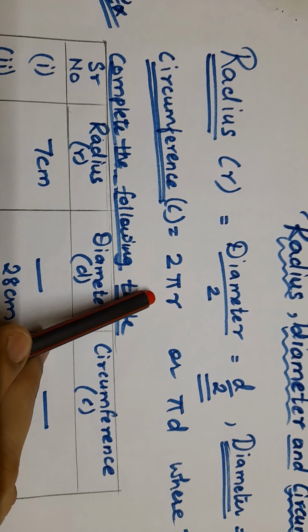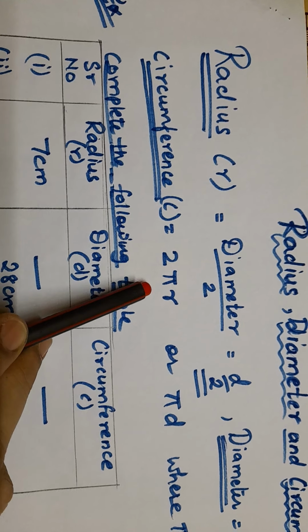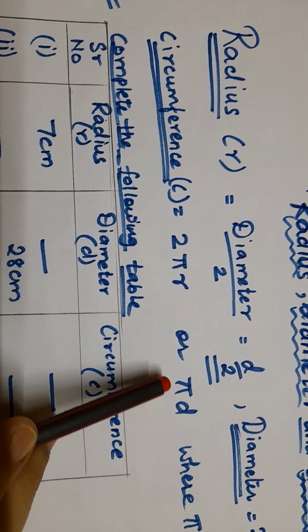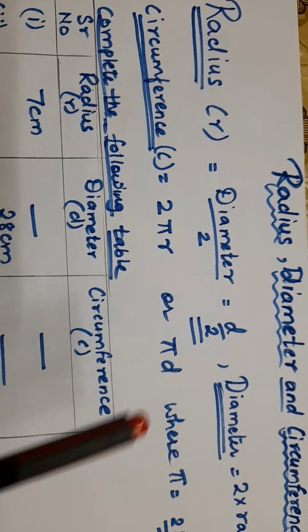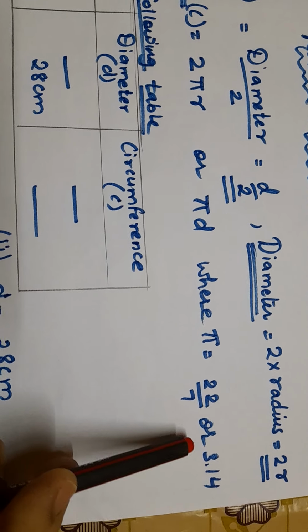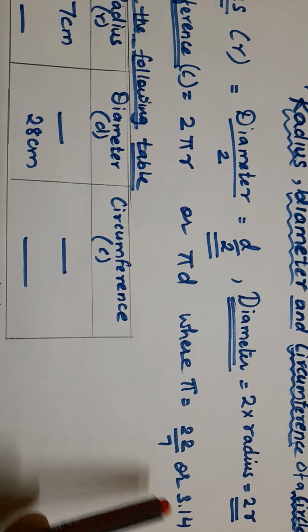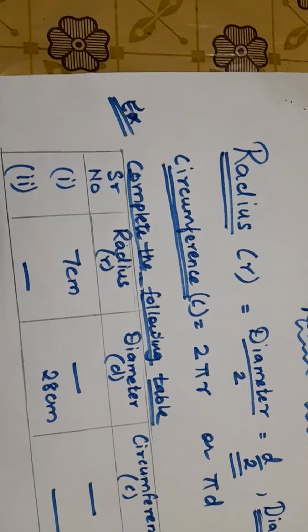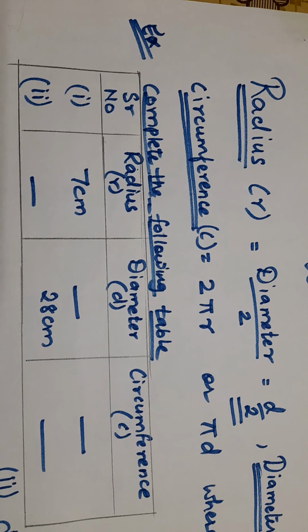If radius is given in the sum, then the formula you can use 2 pi r, and if diameter is given in the sum, then you can use the formula pi d. Here the value of pi is 22 upon 7 or 3.14, whichever is given in your sum. Now based on this we are going to solve sum.